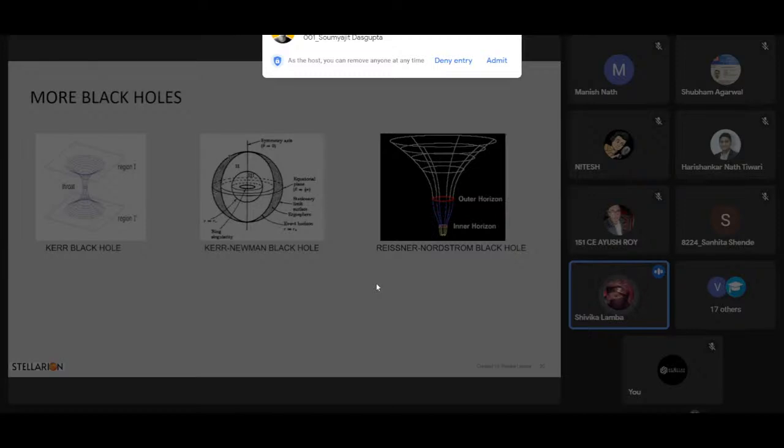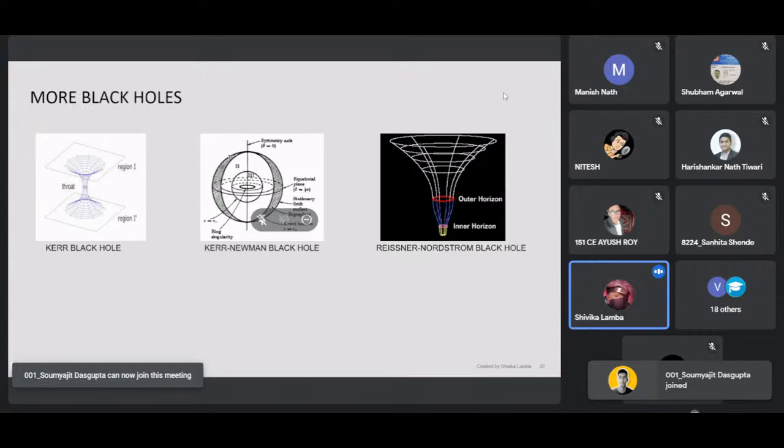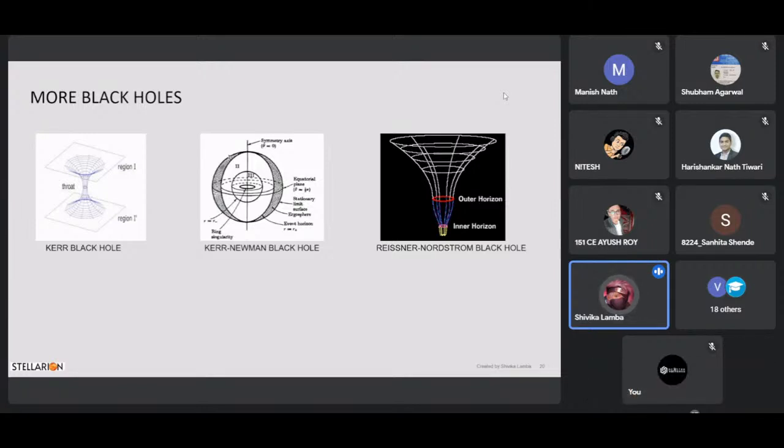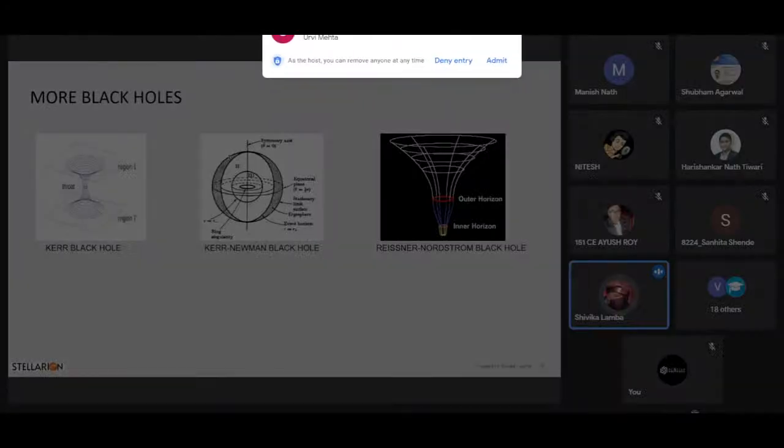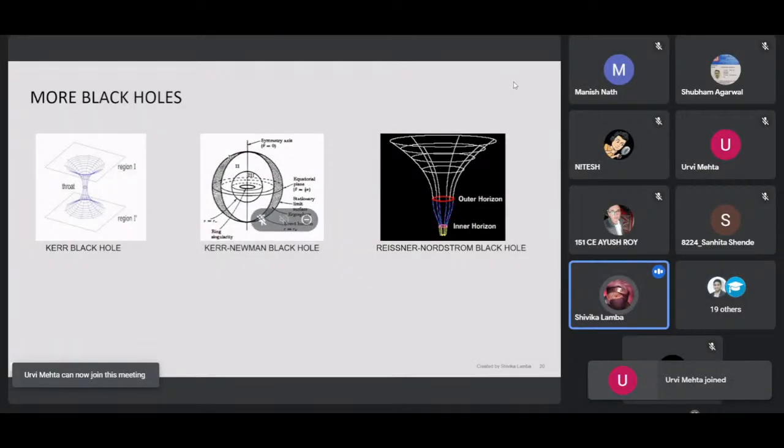Next, we have the Reissner-Nordstrom black hole, which is again a spherically symmetric solution of the Einstein-Maxwell field equation, and it describes a non-rotating black hole having mass and charge. The geometry again has two horizons, an inner and outer horizon, and outside the outer horizon, you have a time coordinate. And there's a little space between the outer and inner horizon. And then once you enter the inner horizon, you would again reach a time coordinate.